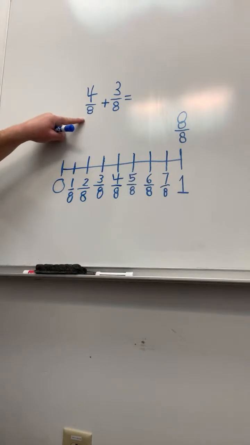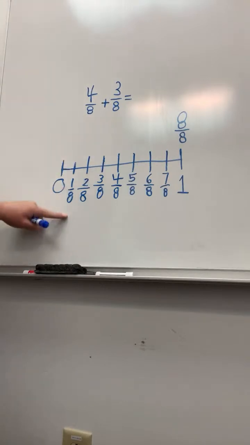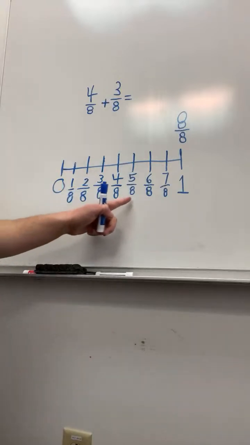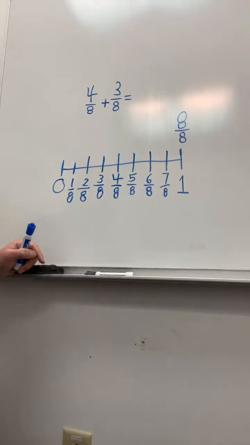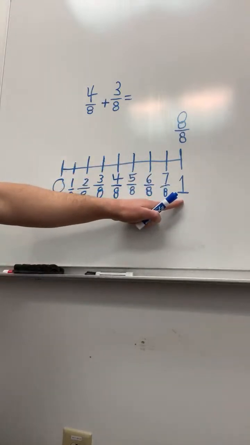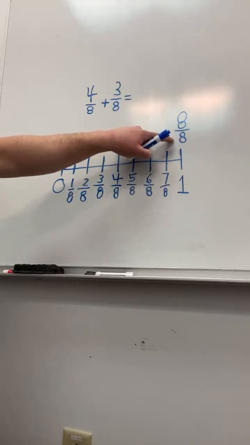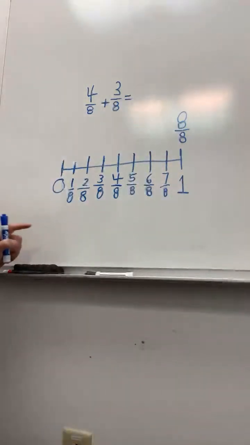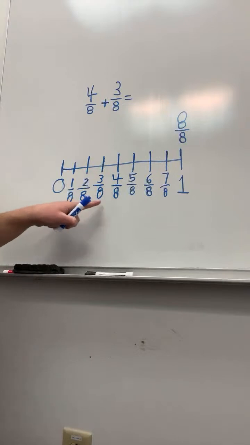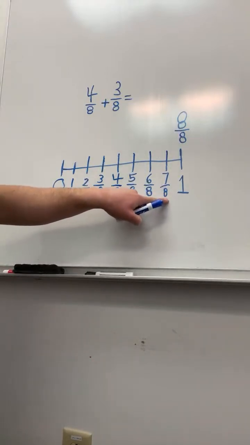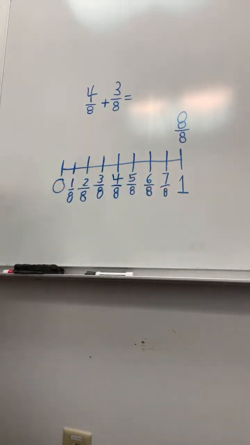So we have 4/8 plus 3/8. As you can see, I have all of the fractions on the number line numbered. I have one whole, which is equal to 8/8, denominator, numerator. Any fraction where the denominator and numerator are the same is equal to one whole. We have 1/8, 2/8, 3/8, 4/8, 5/8, 6/8, 7/8, and then we have one whole, which is equal to 8/8.